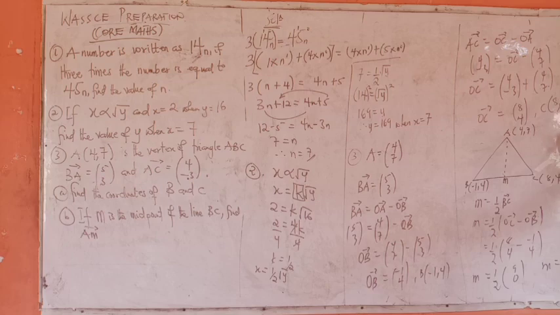We know AM is given by OM minus OA, which would be (4.5, 0) minus (4, 7). This would be (0.5, -7). So basically we have this for AM.